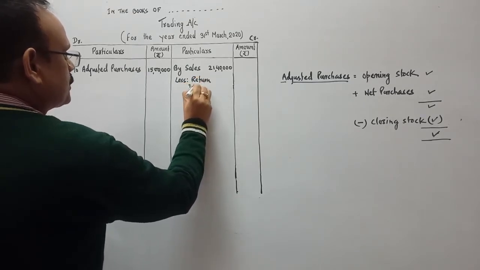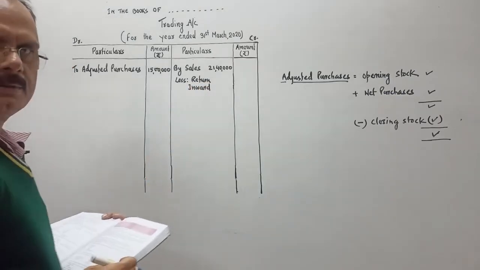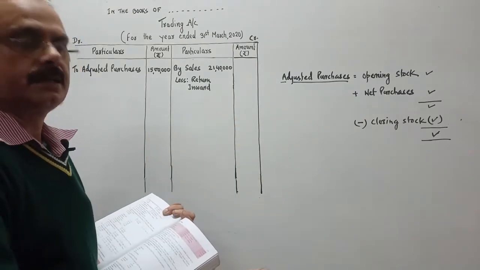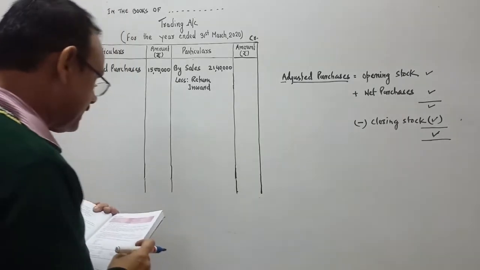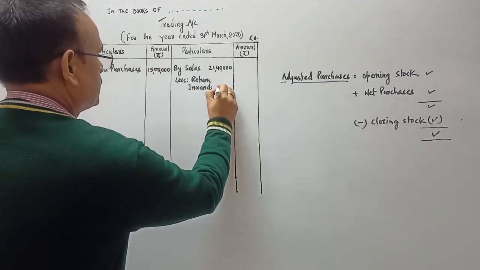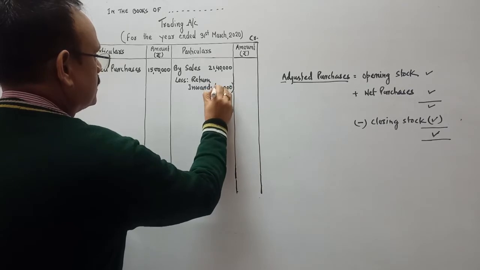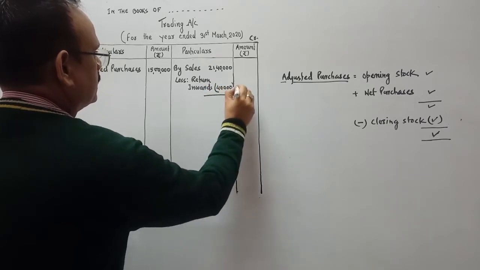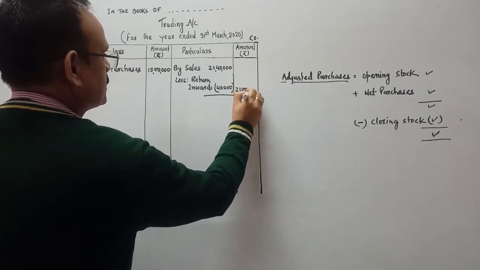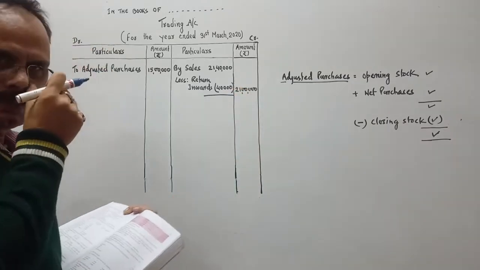inward. Return inward means sales return. Return outward means purchase return. So here return inward is given as 40,000. We will deduct the return inward from the sales, then we will get the net sales. Net sales, it means it is now 21 lakh. Sales minus sales return.